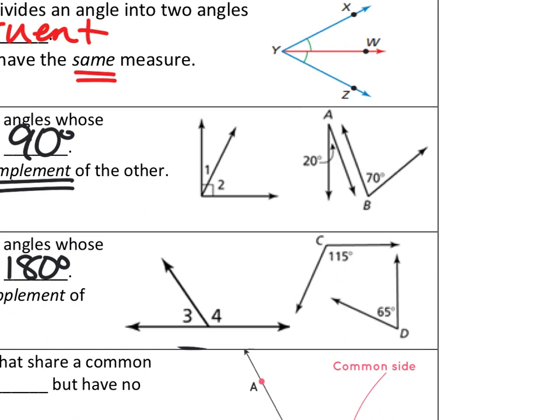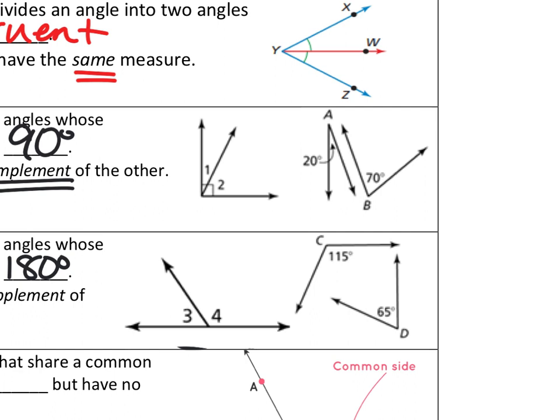Yeah, exactly. We said the sum has to be 90. We didn't say they had to be touching. That's something different. But if we added these two together, 70 plus 20, isn't 70 plus 20 90? So those are complementary, even though they're not touching. Isn't 115 plus 65 180? Yes, it is. Which means those are supplementary. So again, complementary and supplementary, we're just talking about the sum, not necessarily that they're touching.